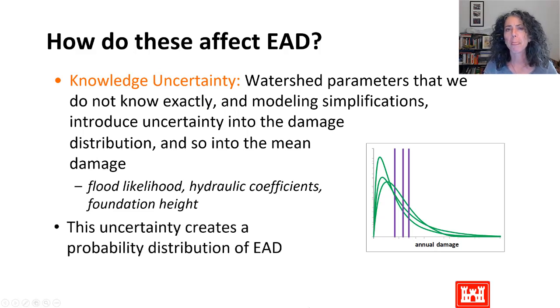Right? So the fact that we have these uncertainties, that each is going to affect the damage distribution itself and thus each affect the mean or EAD, means that we have a probability distribution of EAD. Right? The knowledge uncertainty is going to cause spread or uncertainty in the value of EAD. Right? So here's the EAD distribution, and I'm going to turn it orange because it reflects the knowledge uncertainty, or is caused by the knowledge uncertainties.